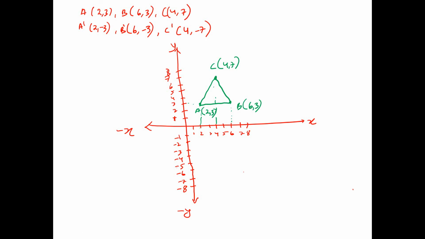The reflected triangle will be: here is your 2, minus 3, A dash 2, minus 3, and B dash 6 comma minus 3, and C dash 4, minus 7. Okay, this is your reflection of the triangle with respect to the x-axis.